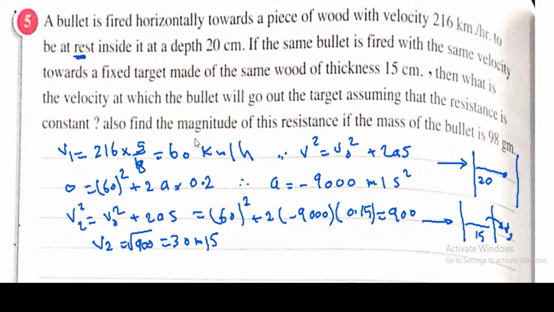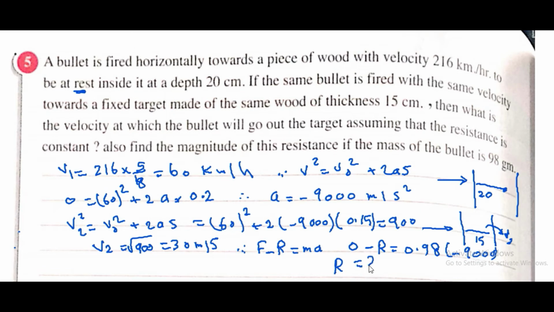Also find the magnitude of the resistance if the mass of the bullet is 0.98. In the first target, the equation of motion, for any moving body, we can apply this equation on it: F minus R equal ma. There is no motor for the bullet, so F equal 0. Minus R equal m 0.98 times the acceleration negative 9,000. So R equal 8,820 Newton.